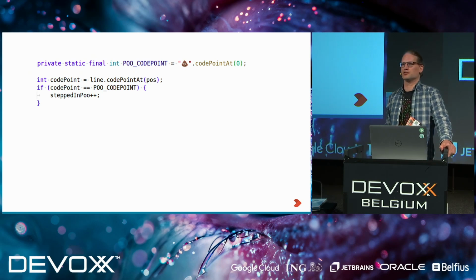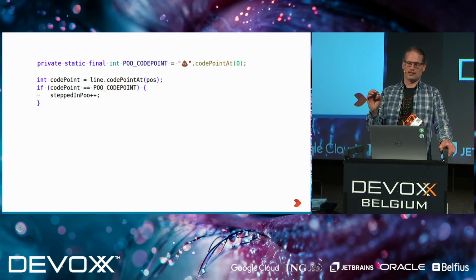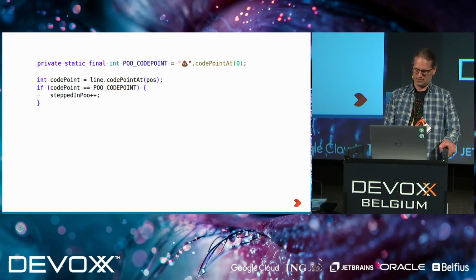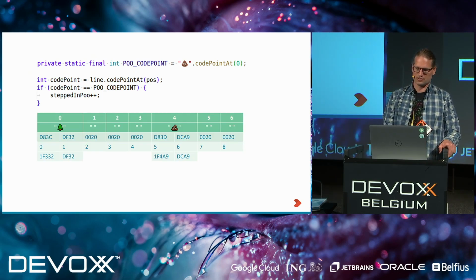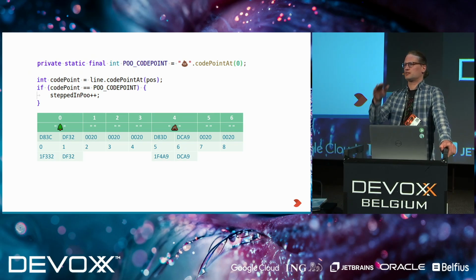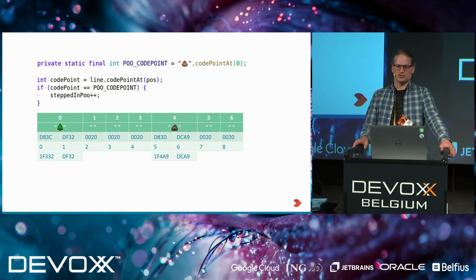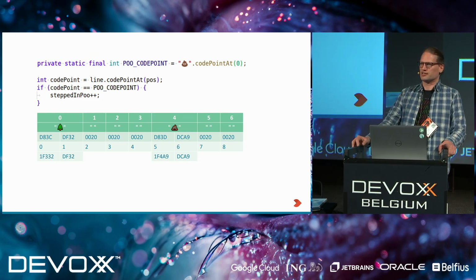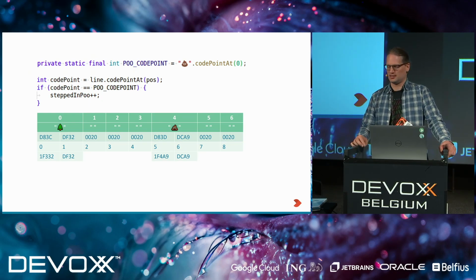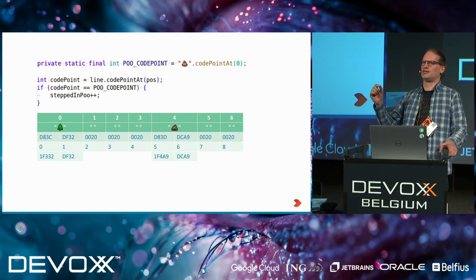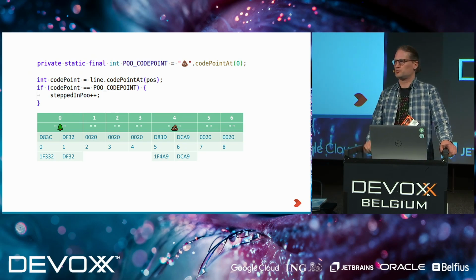Because this is the code he wrote, right? He used line.codePointAt(position). And that doesn't work in this case, because suppose that we are at the 4th position here. What you want to do is look in the top rows and find the 4th position, zero-based indexing. Find the 4th position, and then you find your poop emoji.